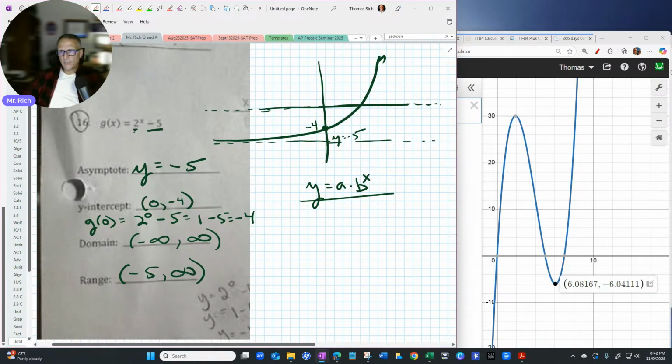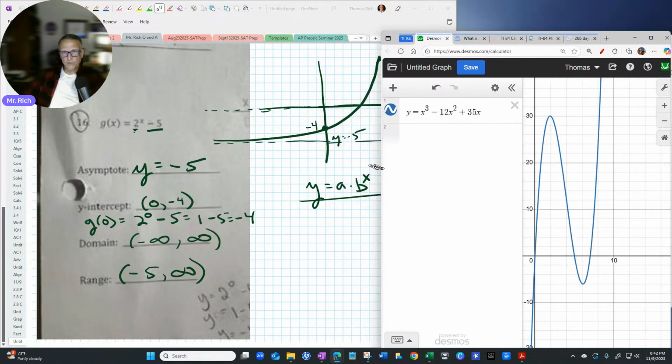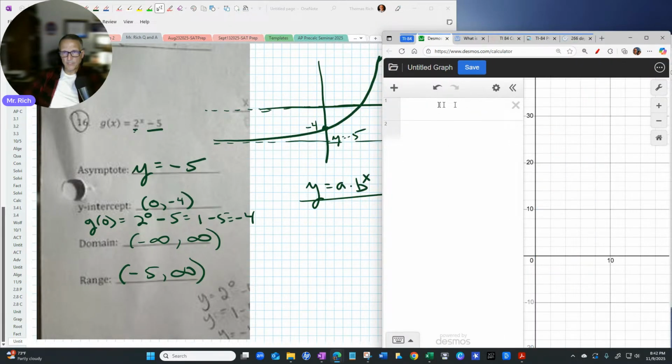And it's always a good idea, Olivia, like if you do come up with some answers there, to go ahead and graph the function and see if your answers make sense.